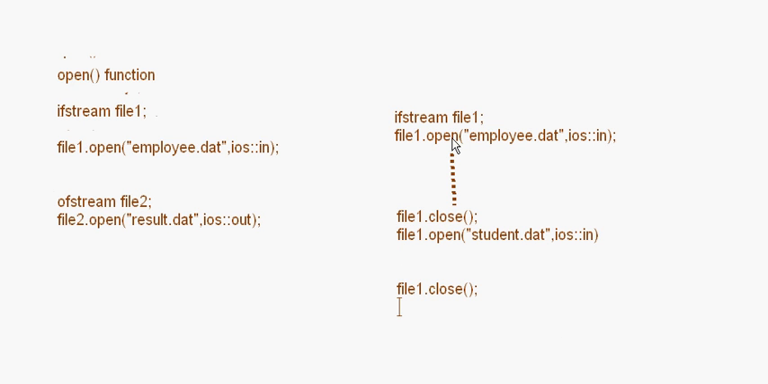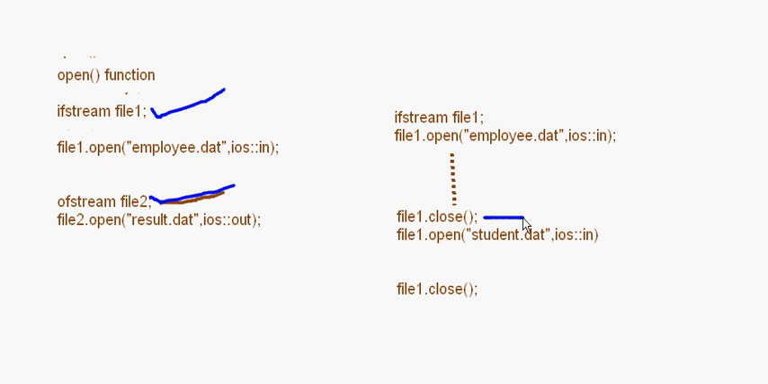I am opening an input stream file1 and I am using that object to open the employee.dat file, and we are doing some operations on that, right? Now I want to open one more file. Now instead of opening one more object like what I did in this case, if you see I am opening two objects, file1 and file2, like this, right? Supposing I want to use only one object, then we will do it like this.